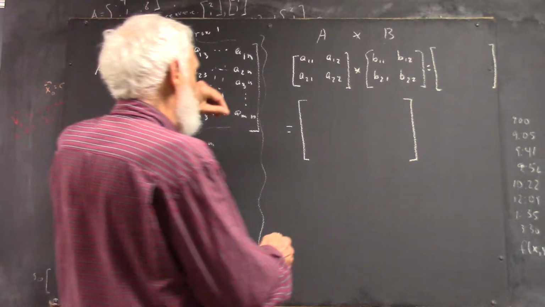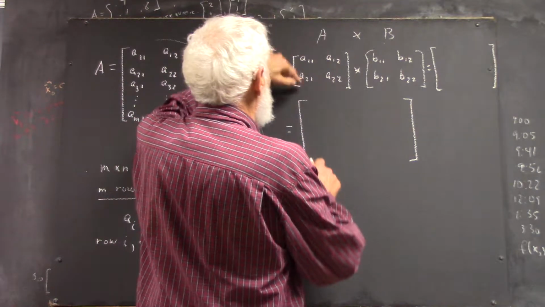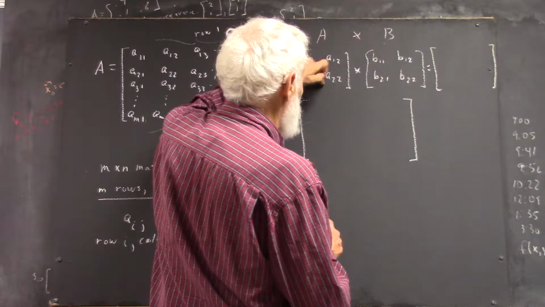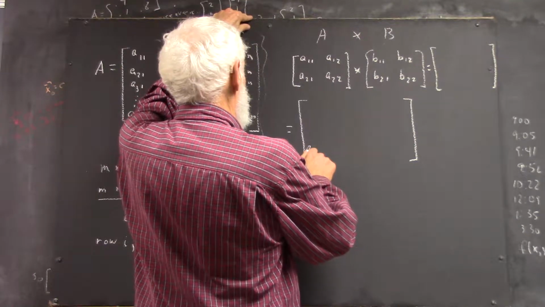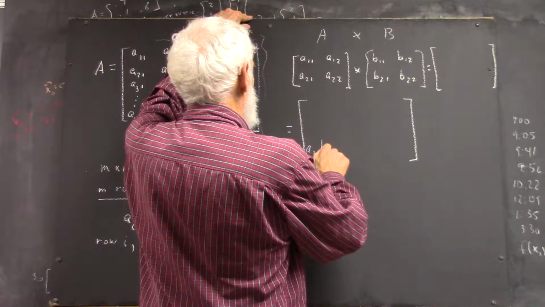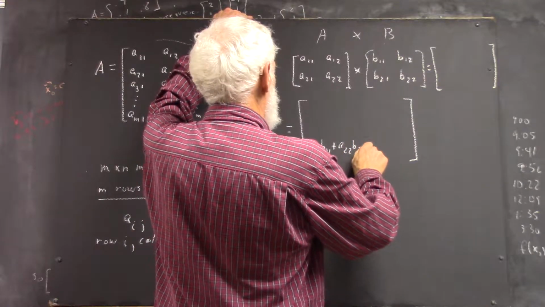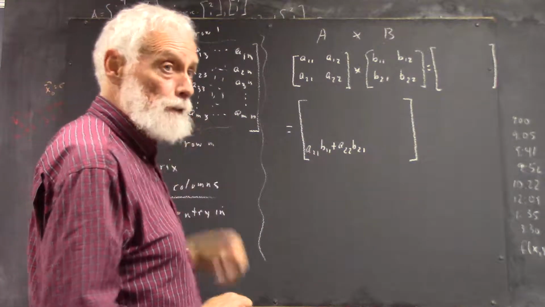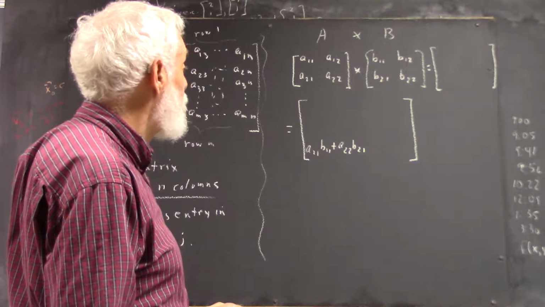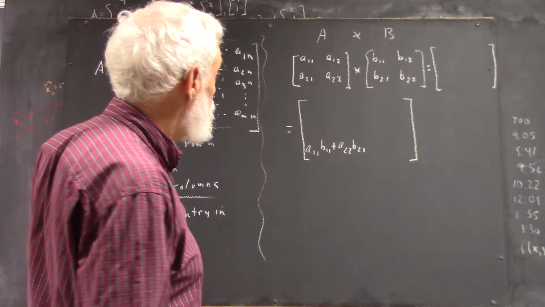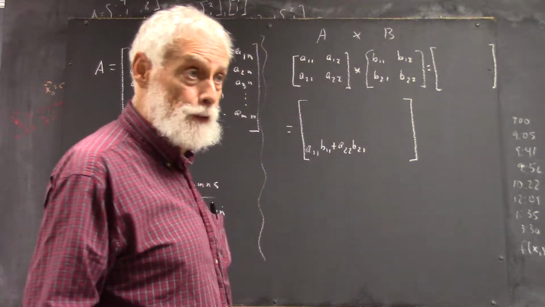Go ahead and do it in the logical order, but it's going to be first times first plus second times second: A21, B11 plus A22, B21. Right? That's the second row times the first column.